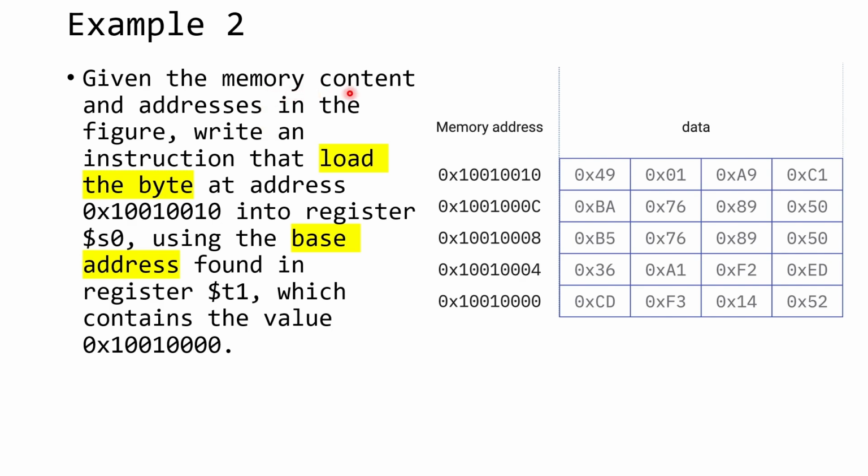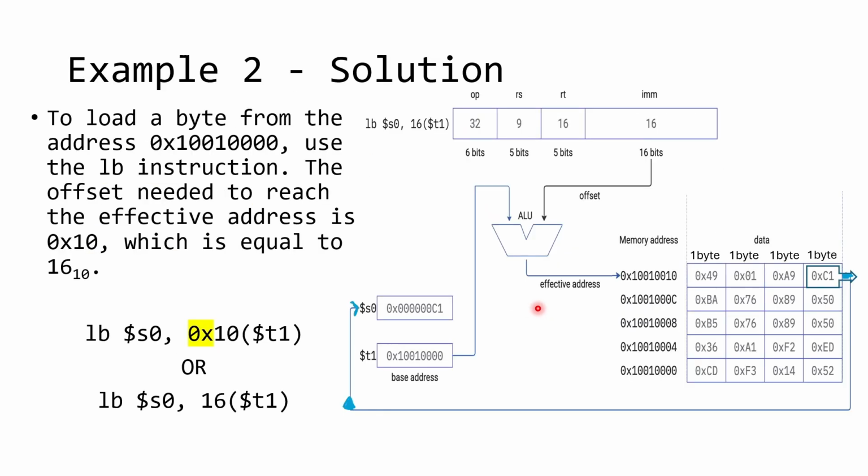Okay, example: given the memory content and addresses in the figure, write an instruction that loads the byte at address 0010 into register S0 using the base address found in register T1, which contains the base starting address of the data segment, so all zero, 0000. Okay, now how do we do that?